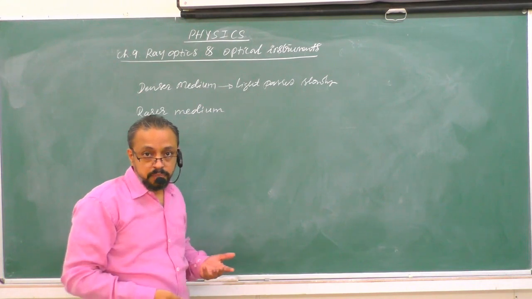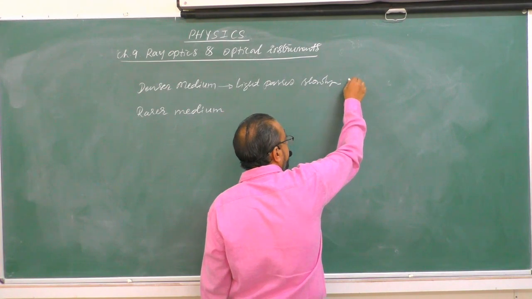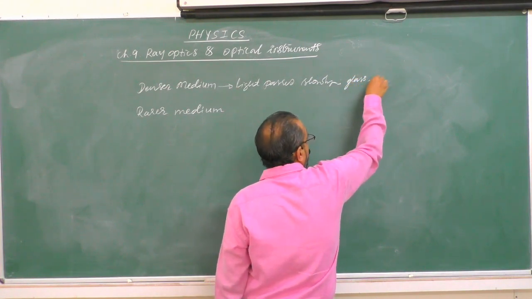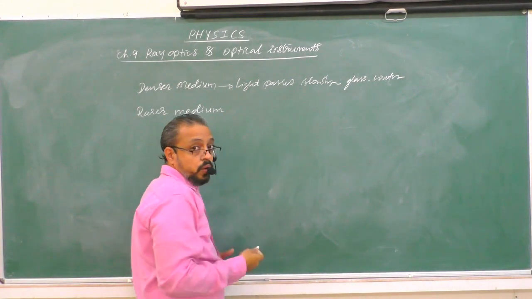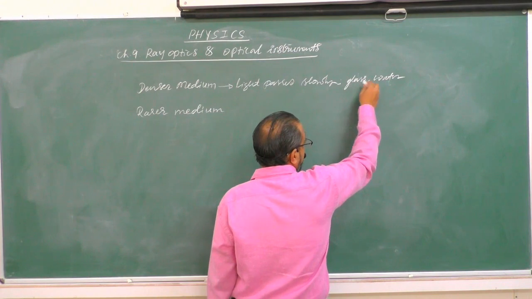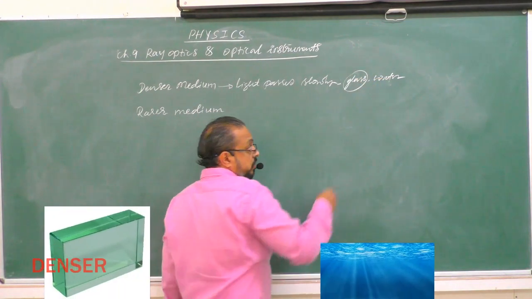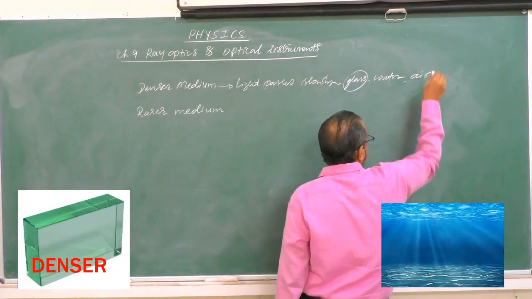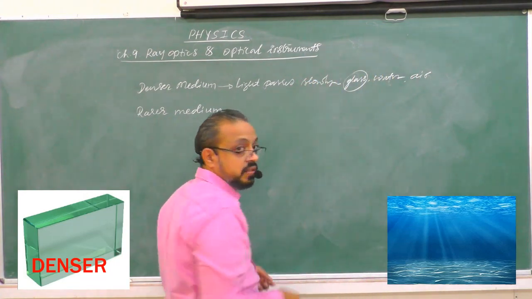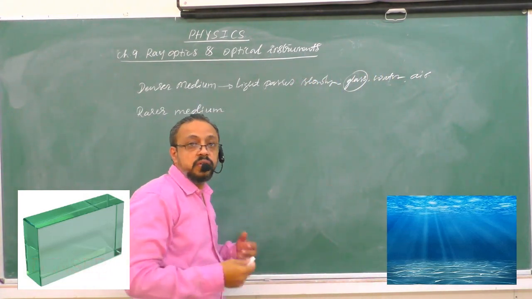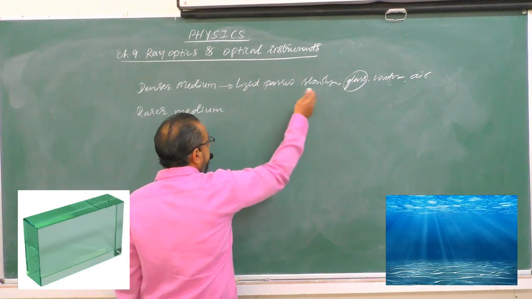I may give you several examples. In comparison with air, glass is a denser medium, and water is a denser medium. Between glass and water, glass is denser than water. If you talk about water and air, water becomes the denser and air becomes the rarer. This is how we have to understand it. A rarer medium is the contradictory definition of this.